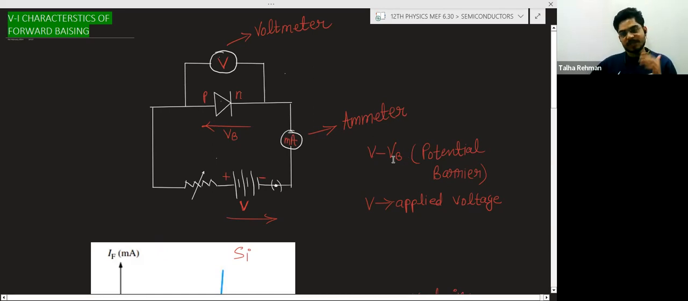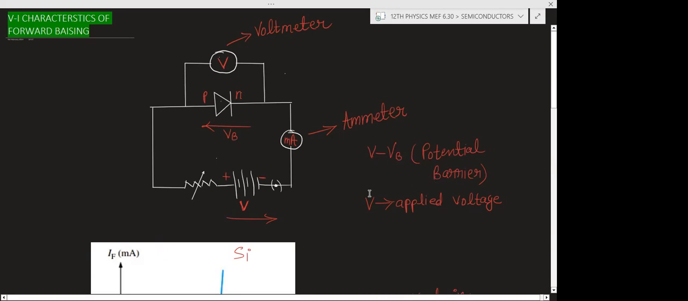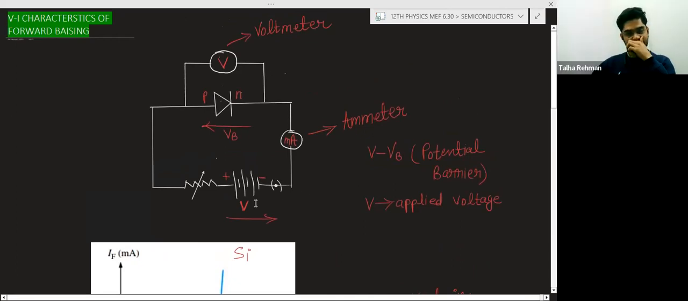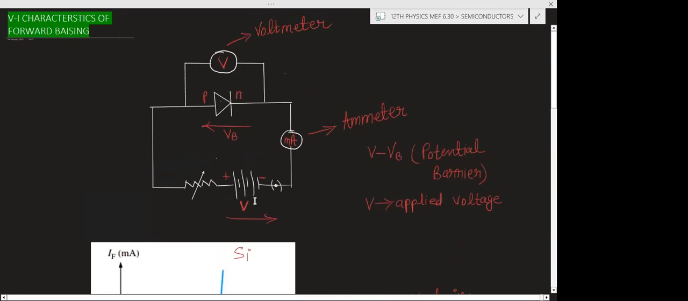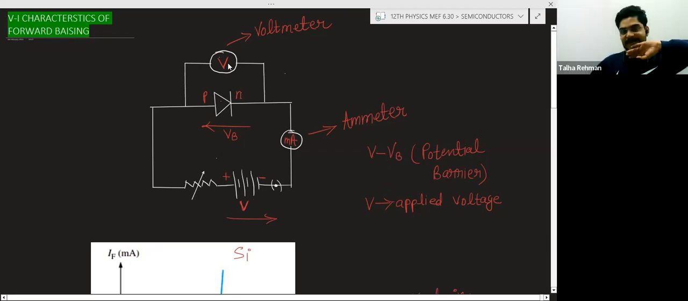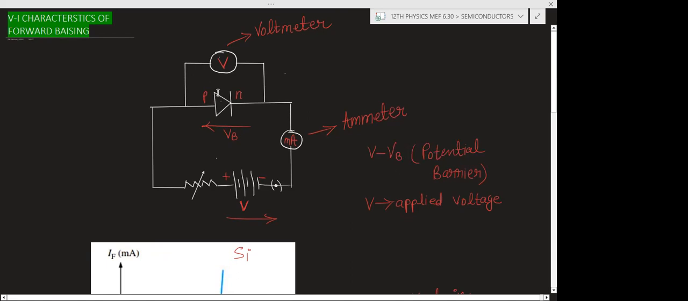And we know that the potential barrier will decrease, V minus VB. And this V is the applied voltage. So this V is the applied voltage, and V minus VB is basically the potential difference across the PN junction diode. So you should remember this.